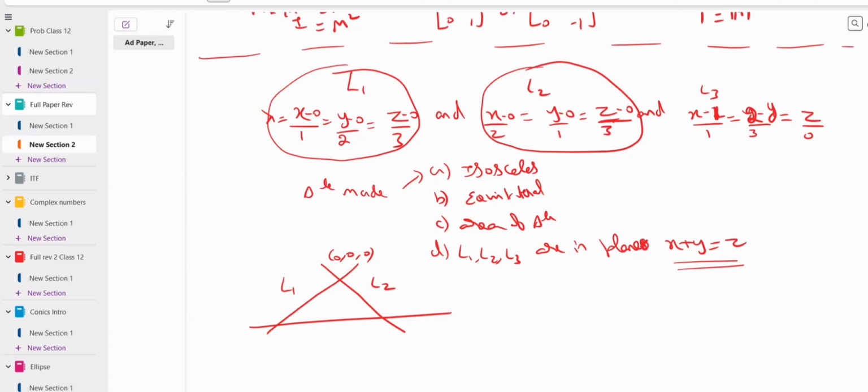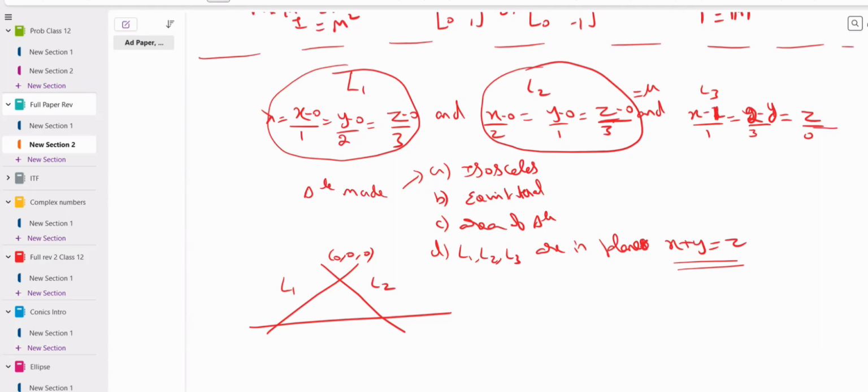Similarly, L2 also, no? It's equated to mu. You get x as 2 mu, y as 1 mu, z as 3 mu. That is also satisfying that plane equation, no? See, I'm saying there's not much hard work to do. Planes you have to observe and apply. So that also makes line 2 present on this plane. Coming to the last one.